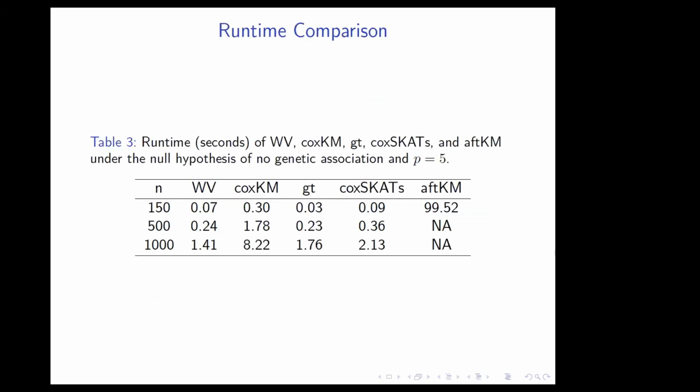This table shows the runtimes of 5 tests, including our test WV and the 4 existing set-based tests. As you can see here, coxKM and AFT-KM are very, very slow. I even didn't get the runtime for AFT-KM when sample size is 500 and 1000. It's just too slow to finish. And the WV, GT, and coxKM, their runtimes are comparable. They have comparable computational speeds. When the sample size is 1000, WV is the fastest.